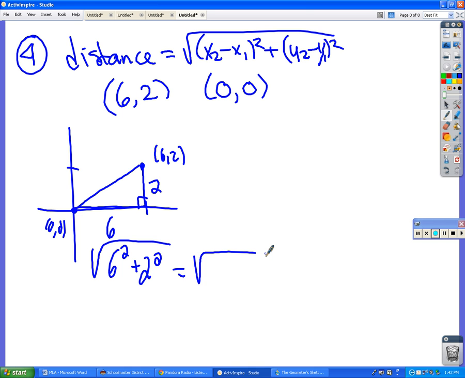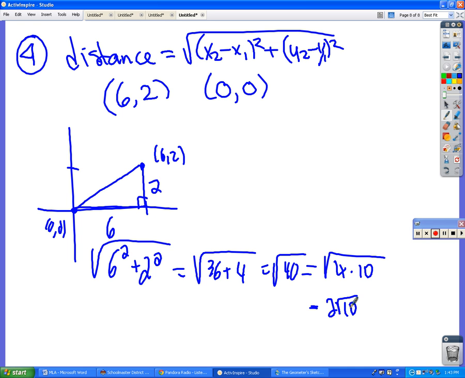So 6 squared is 36. 2 squared is 4, so that answer is going to come out to be the square root of 40. Now, unfortunately, to make your life just a little bit more miserable than it already is, they have simplified that square root for you, and so you have to be able to match that. What is the biggest perfect square number that goes into 40 evenly? 4. 40 is the same as 4 times 10. What's the square root of 4? 2. So this simplifies to 2 root 10, which is answer choice A.